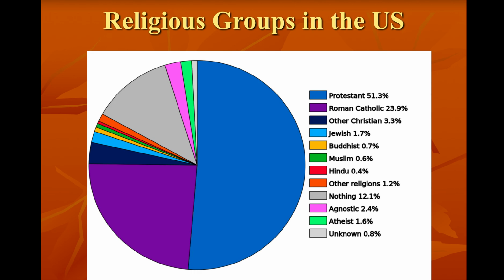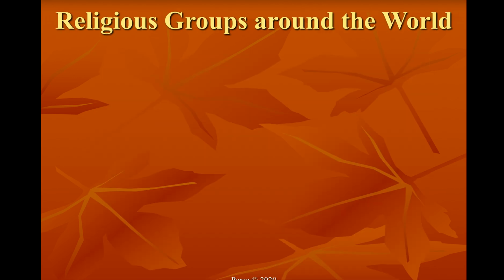So looking at this chart, is anyone surprised by the religious groups in the U.S. and how they break out? I have to admit I was a little bit surprised. As I said, I thought Roman Catholic would be bigger. But let's go ahead and look at the religious groups around the world. Do you think they mirror what we have in the United States, or is it a little bit different breakdown? Well, let's take a look.